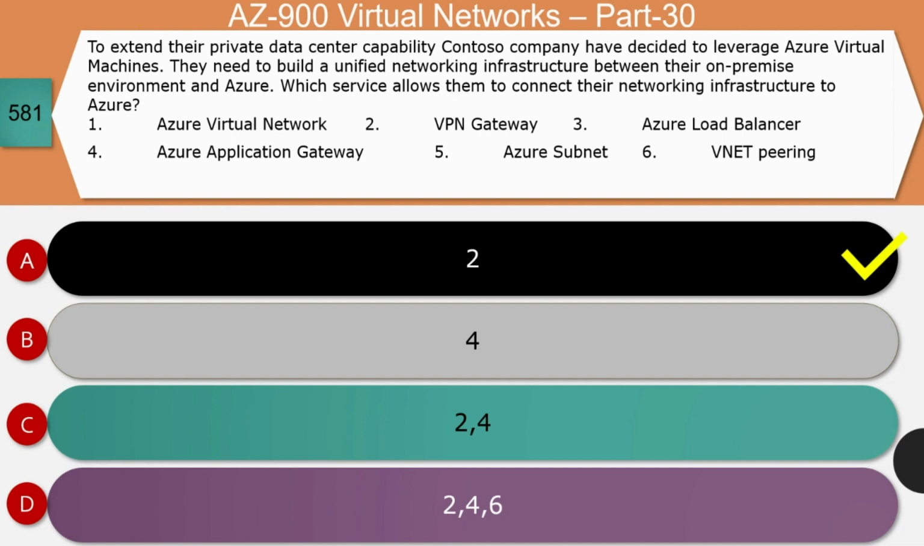The right option for this question is 2, that is VPN gateway. Let's see the reason. The VPN gateway helps to build a unified network between the resources available in the on-premises environment with the Azure network resources which are all built already. So the right answer for this question is option A.